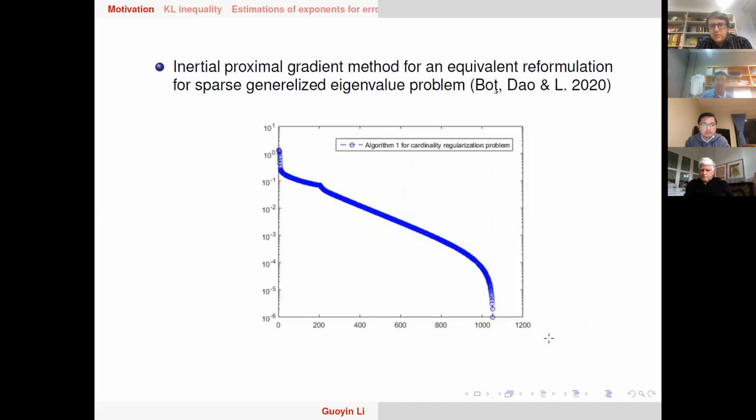Okay, and the last example I just take from one of my recent works, joint with Ming and Radu.